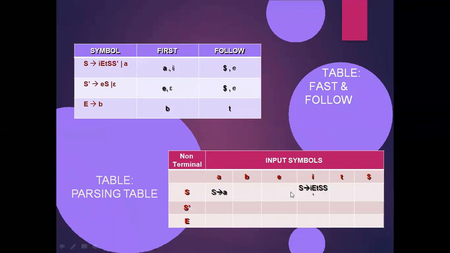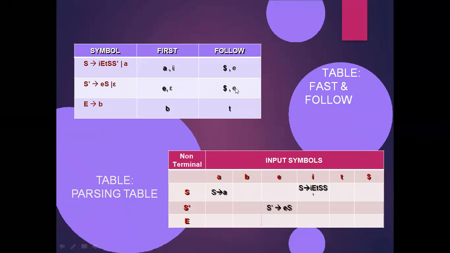Here I consider only the first function. Why? Because S is not nullable, while S dash is a nullable variable because it consists of an epsilon. Both first and follow functions I am considering here. Initially I am filling for the first function. First of S dash is E, and it has an individual production, S dash tends to ES. So under E, S dash tends to ES.